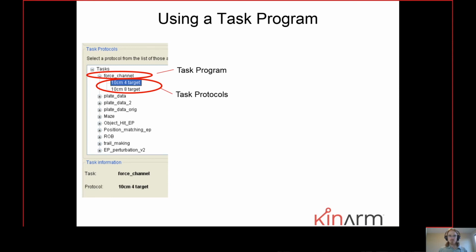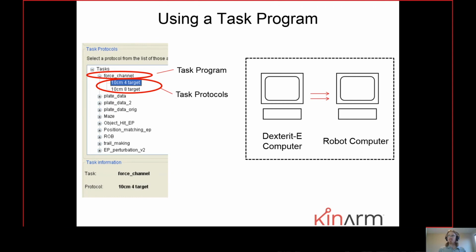When you want to actually make use of a task program, you're going to go to your custom tasks tab, and in your custom tasks tab, you're going to see something that looks very much like this. This will be your task program, and under it, you'll have a series of task protocols. What we do from a Dexterity side is you select your task protocol, we take the task program and push it to the robot computer, and then we take your task protocol and push it into the task program. And then it's up to the robot computer to actually run everything.